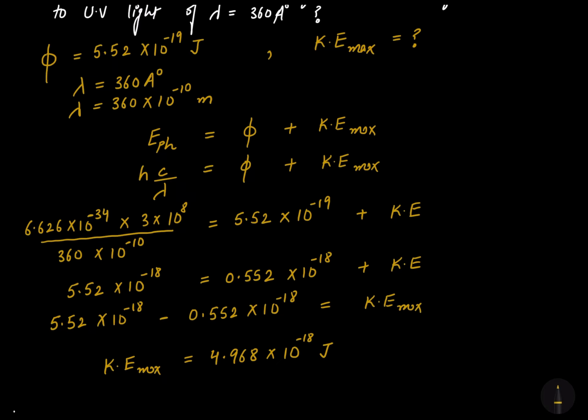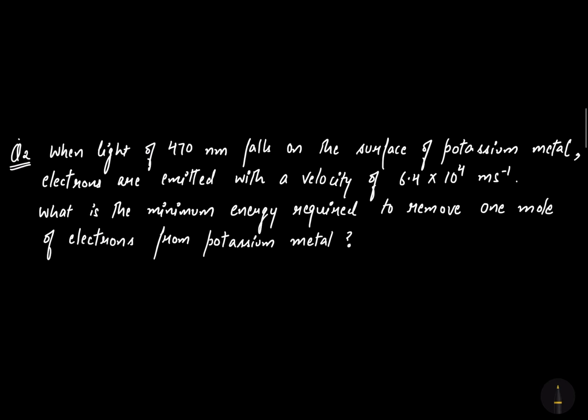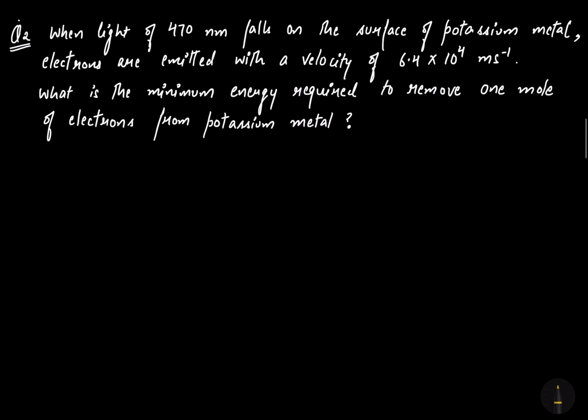Okay, now let's move to the second numerical. The question is saying when the light of 470 nanometer falls on the surface of potassium metal. First of all, the light of 470 nanometer is the wavelength of the photon given. So the wavelength of photon, lambda, comes out to be 470 nanometers. Let's convert it to SI unit. It comes out to be 470 into 10 to the power minus 9 meters.